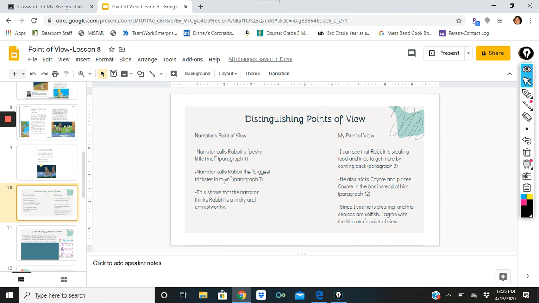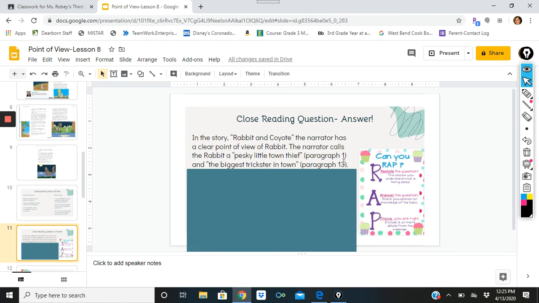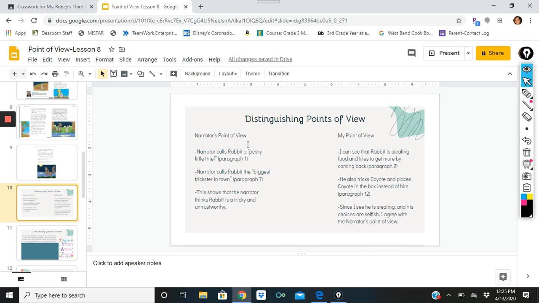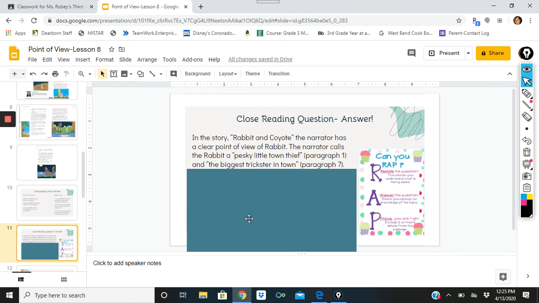Now remember, this isn't something new. The only thing is, remember Miss Roby put 13. It really should have been 7. So I had to go back and fix that. Okay. So this is information that I found when I first looked at my article.